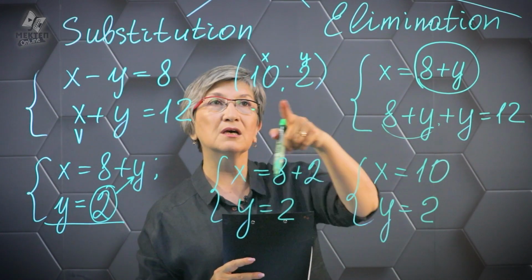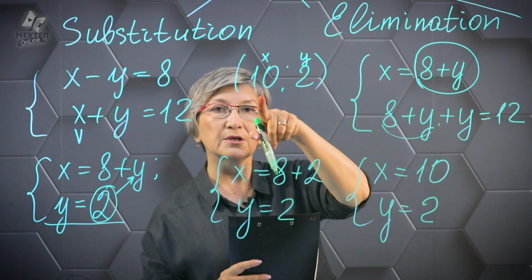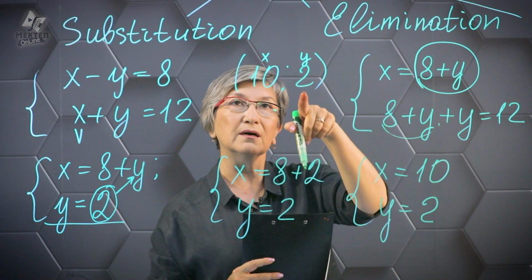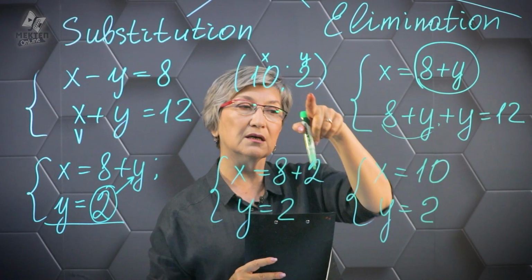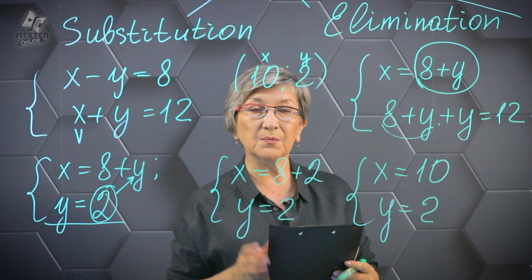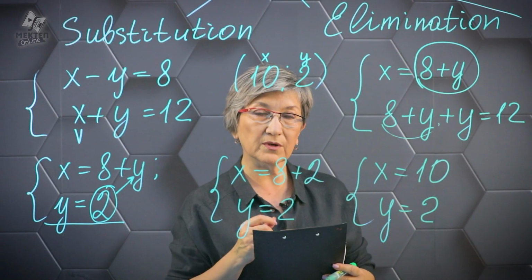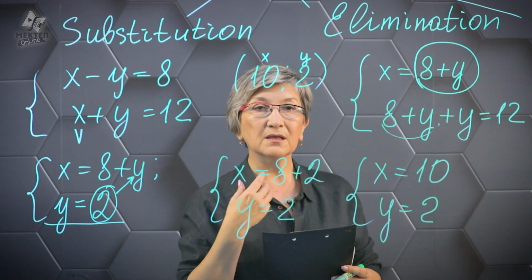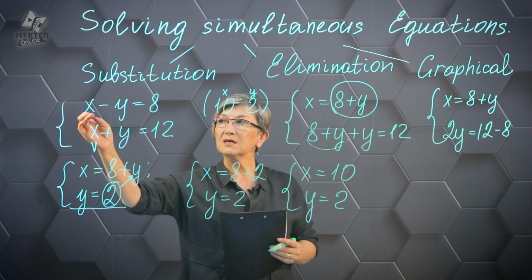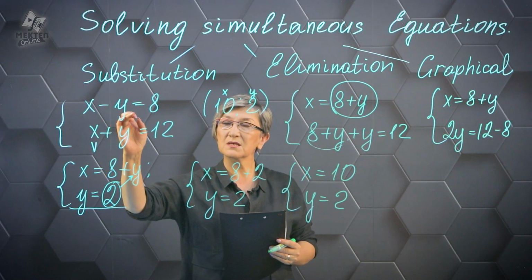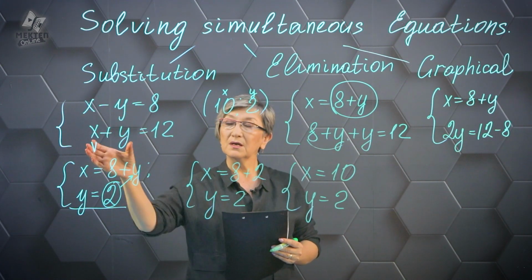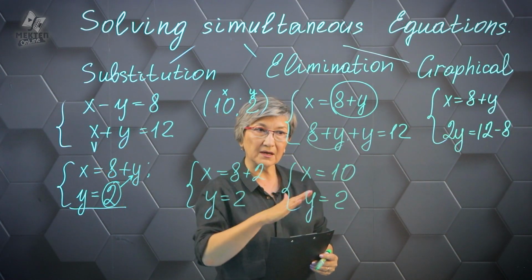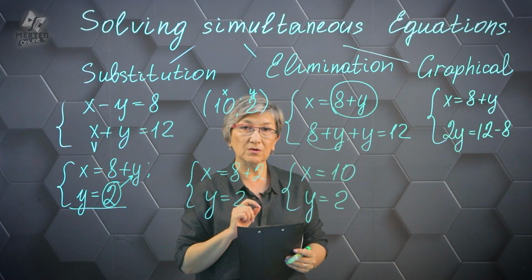Let's go back to our pair of numbers. The solution to our system is the numbers 10 and 2. X equals 10, y equals 2. This is the solution we got using the substitution method. Let's check it: if I substitute 10 in place of x and 2 in place of y, I get 8 in the first equation. And in the second equation, 10 plus 2 equals 12. Then this pair of numbers is the solution to our system.